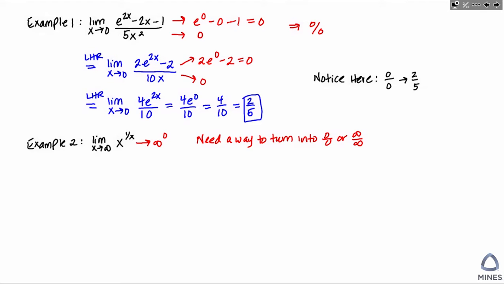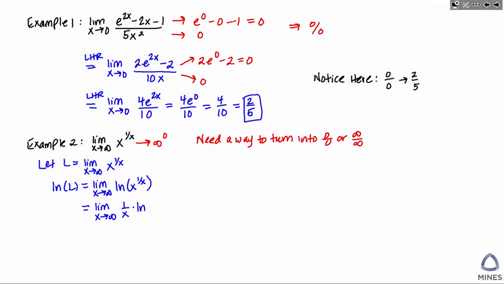I'll start by labeling my original limit L. And then I can take the natural log of both sides to get the natural log of L equals the limit as x goes to infinity of ln of x to the 1 over x. This is helpful because now we can use properties of logarithms. In other words, my limit is the same as the limit as x goes to infinity of 1 over x times the natural log of x. Notice we've used the power property for logarithms. That is, natural log of x to the r is the same as r times natural log of x.